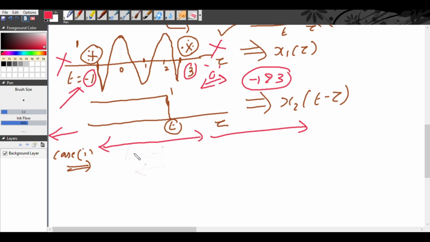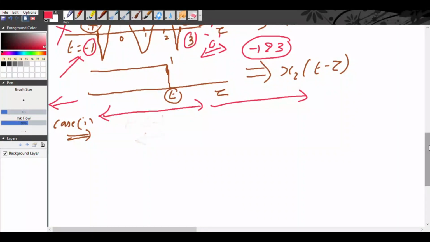So let us try to make some cases as we did in the previous case, and we will try to find the overlap. Okay, so how to do that? So in case 1 I can say it as t is lesser than -1. As I said, since we do not know the exact value of t, let us imagine that t is lesser than -1.